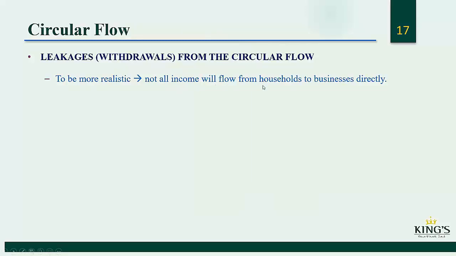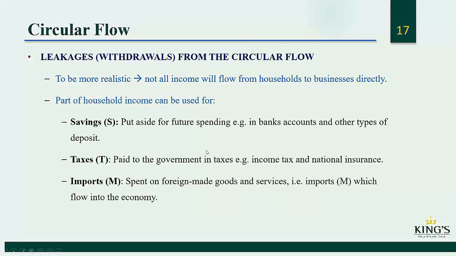Of course, not all of the income that households get from production will immediately be spent on the firm and go directly to the firm. Part of household income can be used for savings, right? We can put it in a bank account and not spend it. In the simplified model, we didn't have that option. Also, the government takes some of our income in the form of taxes. And if you have foreign trade, we can spend some of our money on goods from another country.